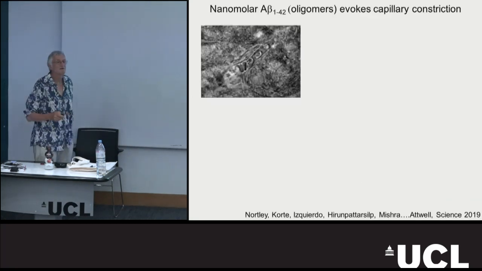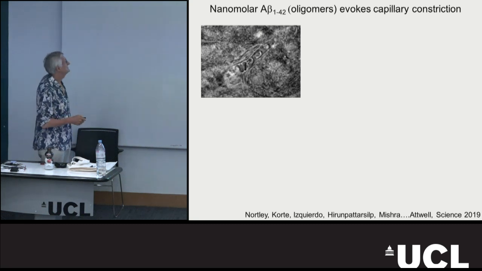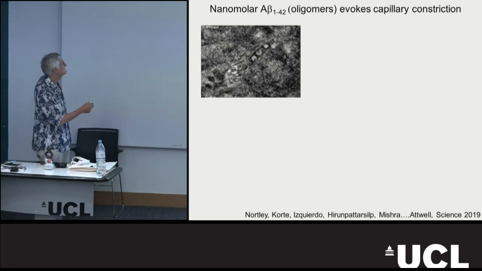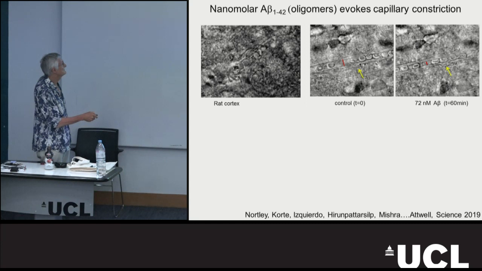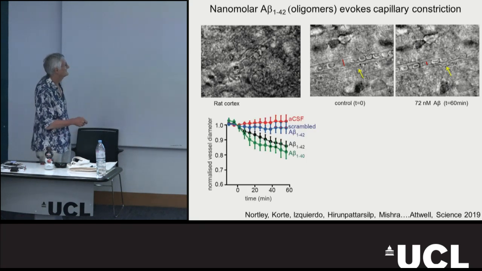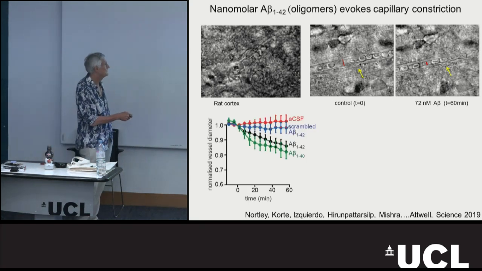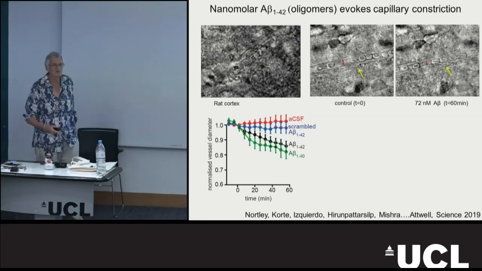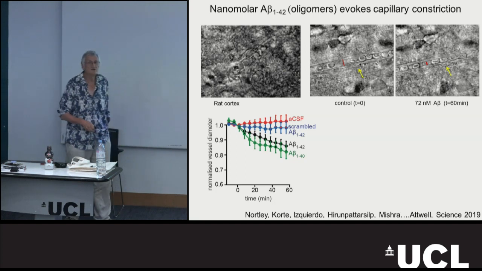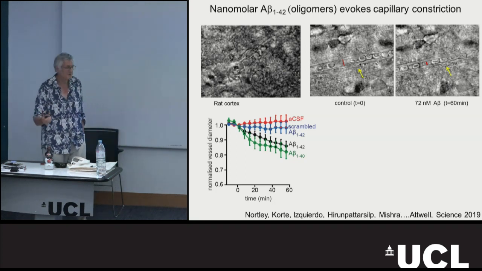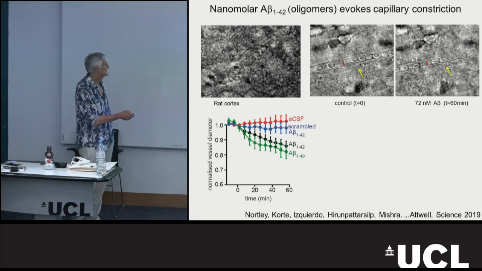To look at the mechanism, because we can't get much human tissue, we turn to rodents. So here's a rather jerky movie of a pericyte squeezing a capillary in a rat in response to A beta applied now. You can see the diameter gets smaller. And you can pick stills off this kind of movie and plot graphs. And what you find is that both 1 to 42 and 1 to 40 constrict capillaries, whereas scrambled A beta, which doesn't form oligomers, incidentally, doesn't constrict them.